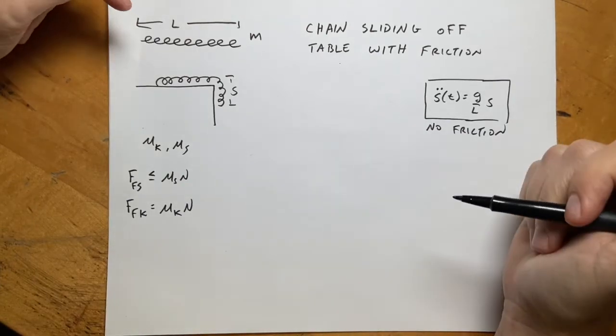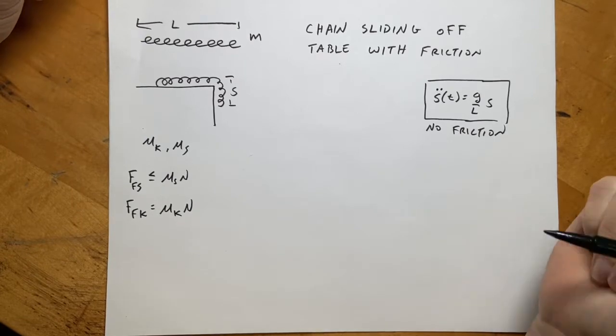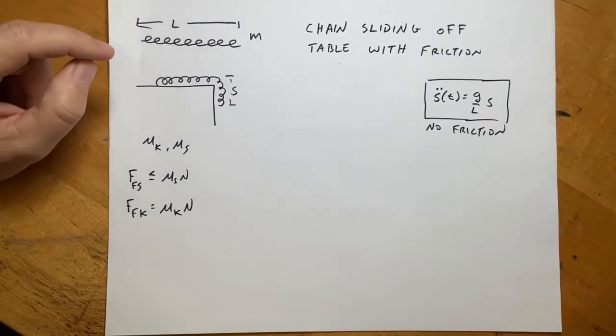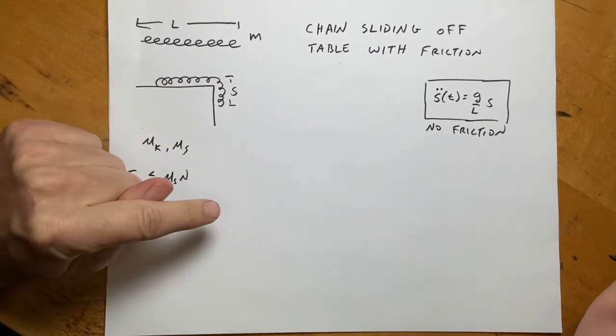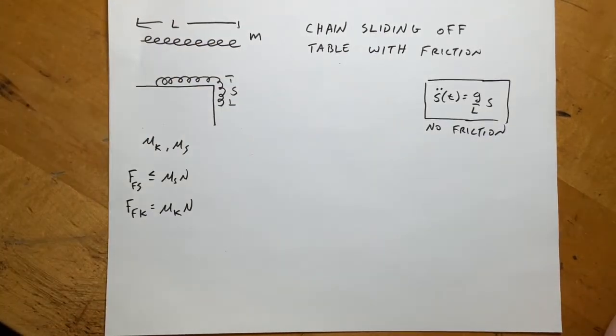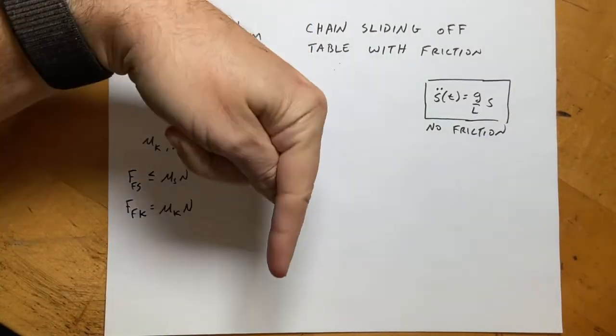I'm going to continue my exploration of a chain sliding off the table. In this case, we're going to do a chain sliding off the table, but with friction. Previously I did a video, I'll link to it down below, right over here. Everyone always points, so I feel like I have to point in YouTube.